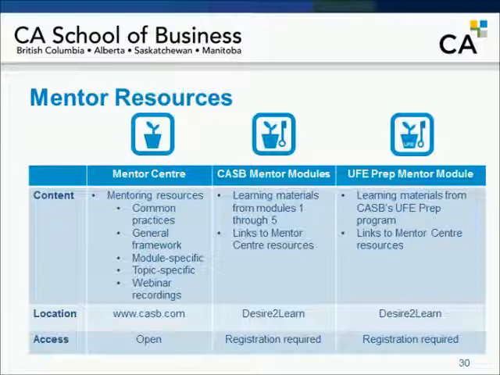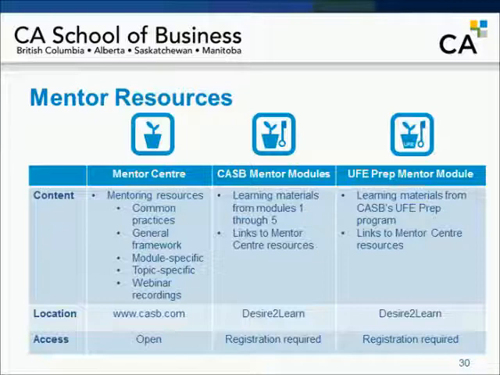We also have 2 different types of mentor modules. The CASB mentor modules contain all the learning materials from Modules 1 through 5. In other words, they provide you with access to the same materials students engage with as they complete the CASB modules. The CASB mentor modules also contain links to relevant Mentor Center resources. The CASB mentor modules are housed in Desire to Learn, CASB's learning management system. Since they contain proprietary information, you must register to gain access to these modules.